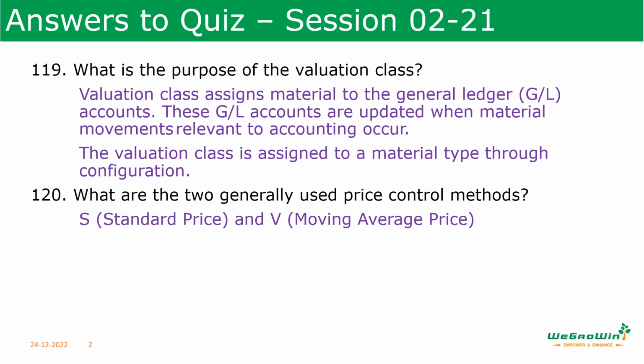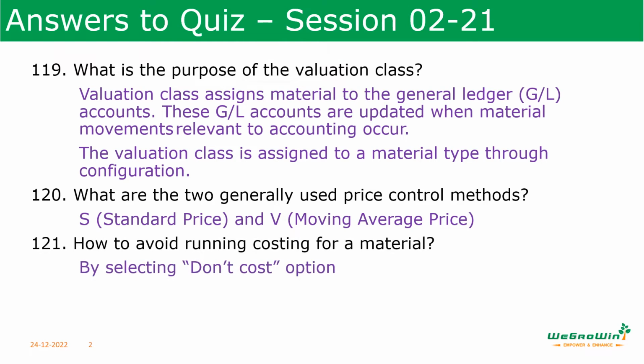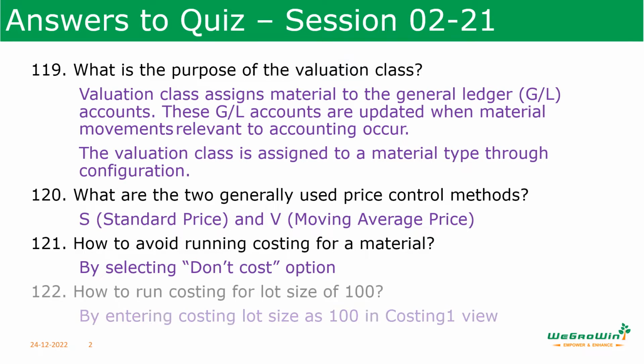What are the two generally used price control methods? S and V. S is standard price, V is moving average price. How to avoid running costing for a material? Because sometimes we don't want to run costing for some material, by selecting the do not cost option, we can avoid costing for that material.